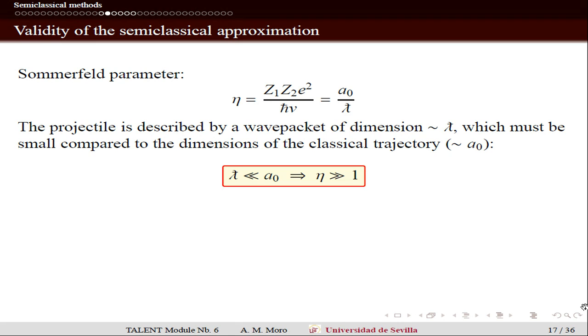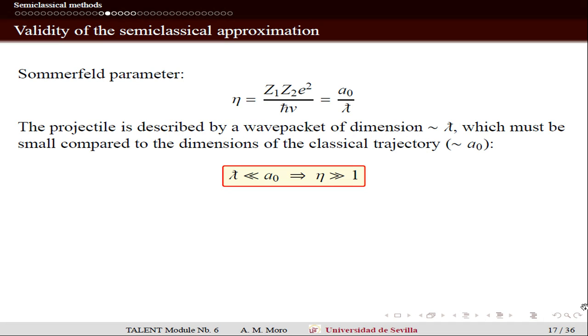This, in terms of the quantities that we have introduced so far, can be obtained as the ratio between this A naught, this half of the distance of closest approach, and this de Broglie wavelength.